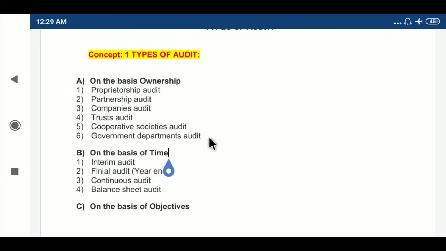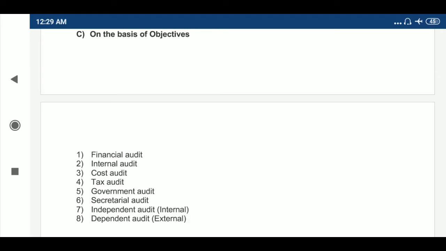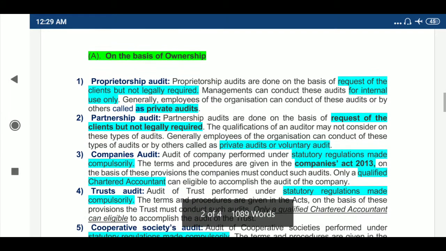Second categorization, on the basis of time: first, interim audit; second, financial audit, that means year end; third, continuous audit; fourth, balance sheet audit. On the basis of objectives, the audit can be classified as financial audit, internal audit, cost audit, tax audit, government audit, secretarial audit, independent audit, and dependent audit. So these are the types of audit. We can discuss them in detail.